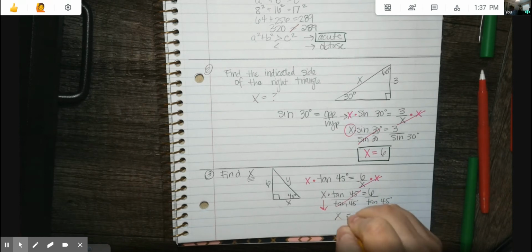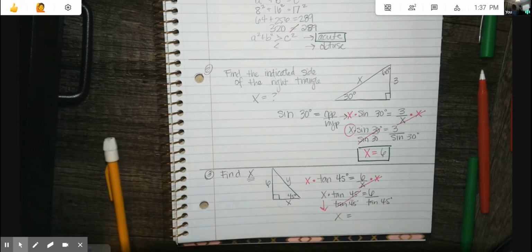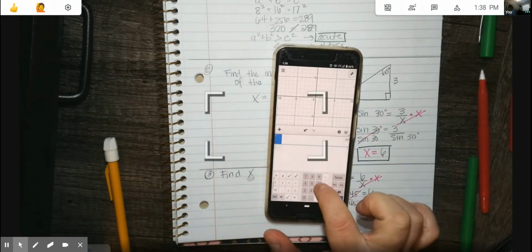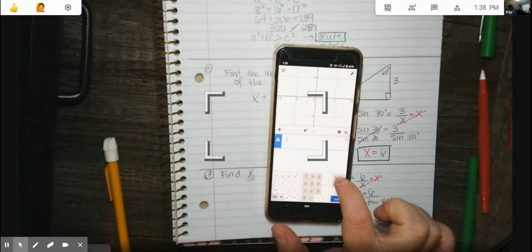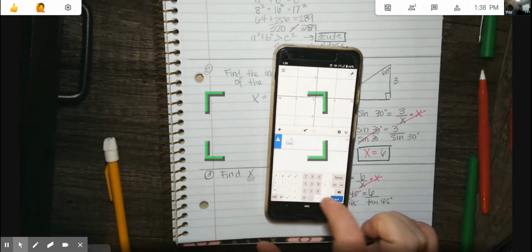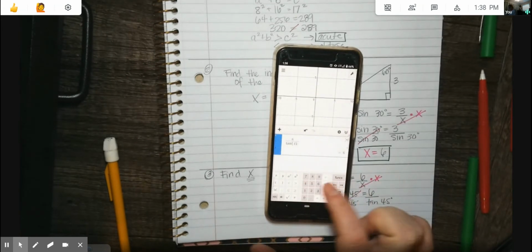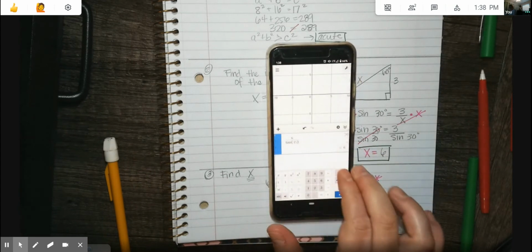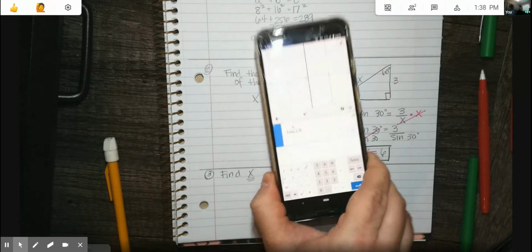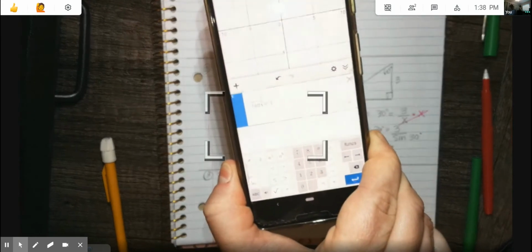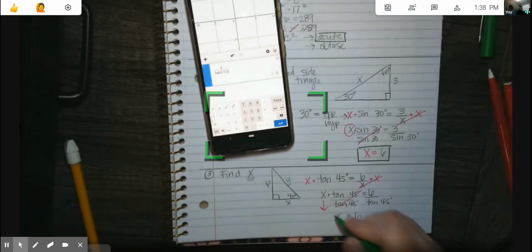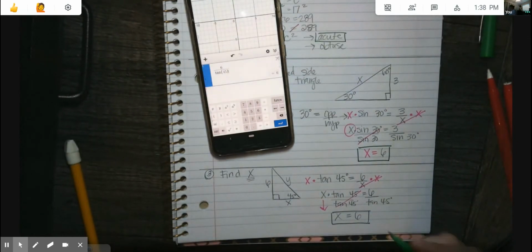And then in my calculator, once again, I'm going to do 6 divided by the tangent of 45. 6 divided by the function tangent of 45 degrees. And that one ends up being 6 too. They're making this too easy on us there. That one also ends up being 6. And then that's going to be my final answer on that problem.